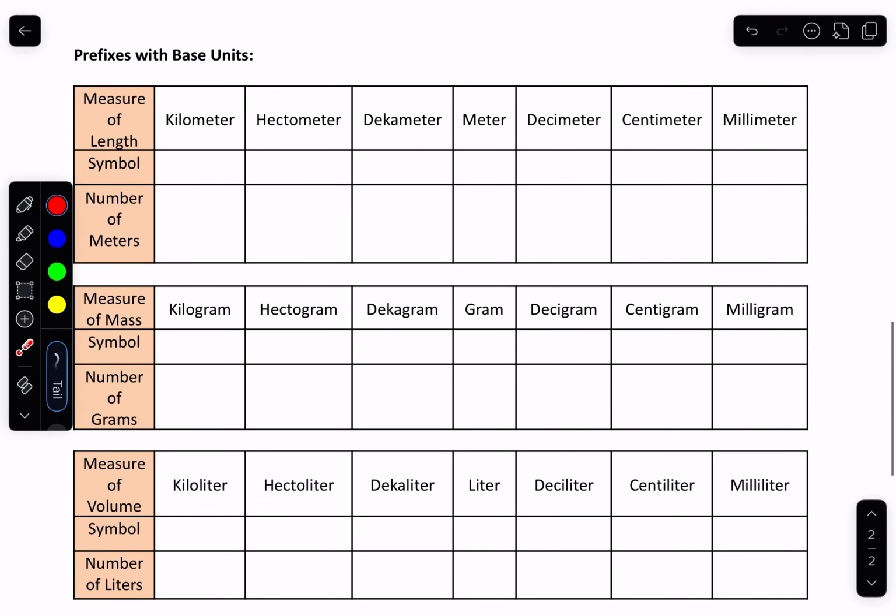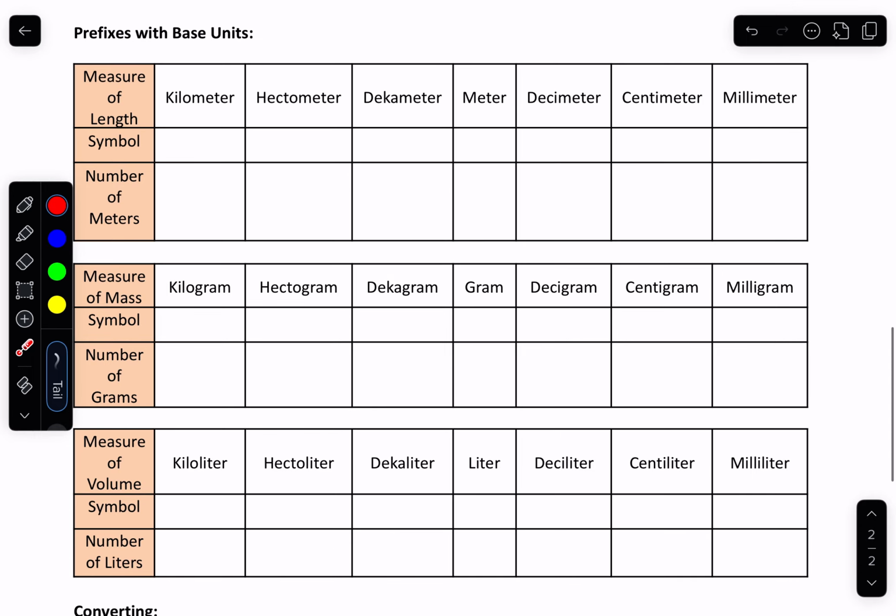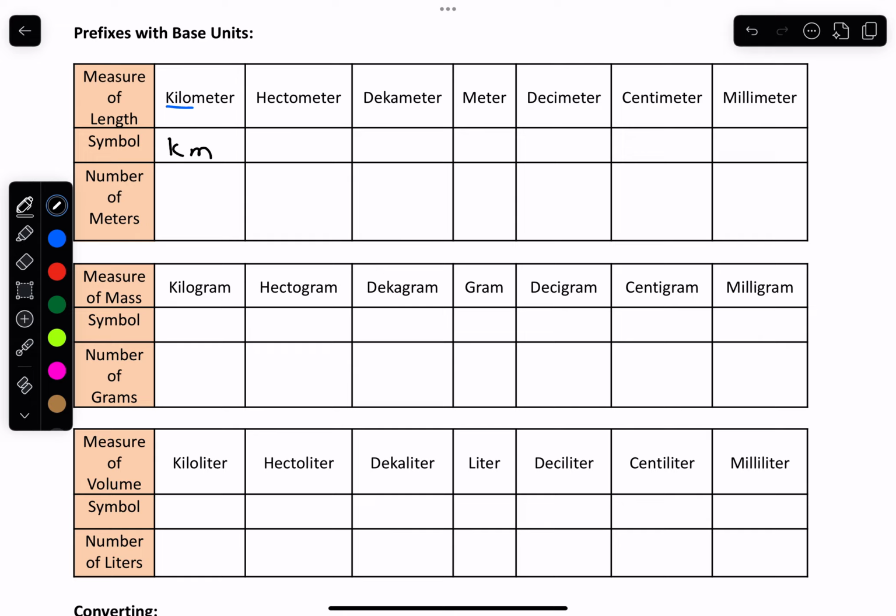All right, so now we're going to combine those prefixes with the base unit. So starting off, we have a kilometer. A kilometer is going to have the symbol K because kilo. Okay, so the kilo right here tells me to write K. And then because it's a meter, we put M next to it. So km is going to represent kilometers. Kilo means to multiply the base unit by 1,000. So there are 1,000 meters in a kilometer.